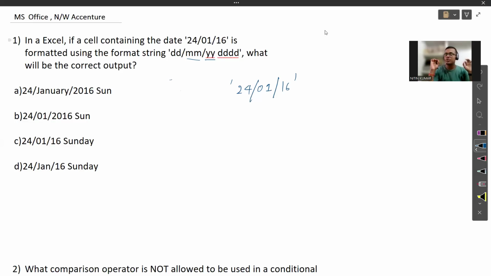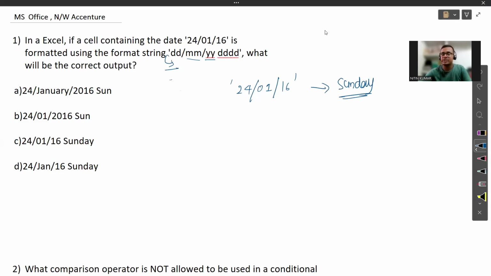If we use Excel most of the time, we are used to these things. What could be the correct output for this? If the current date is 24, 01, and 16, and our date formatting in Excel is like this, then what could be the correct output we can expect in the Excel cell? So let's assume this is a Sunday, because all the options will look to that only.